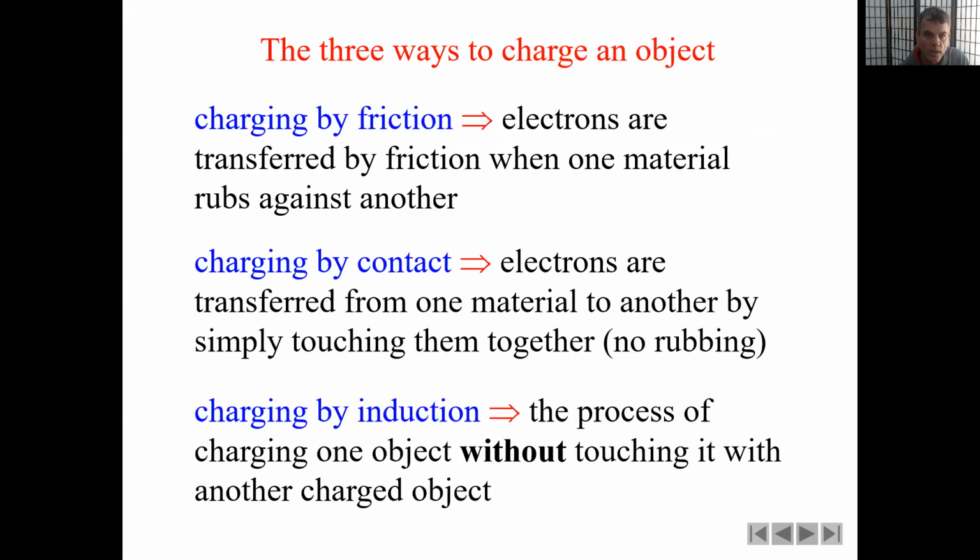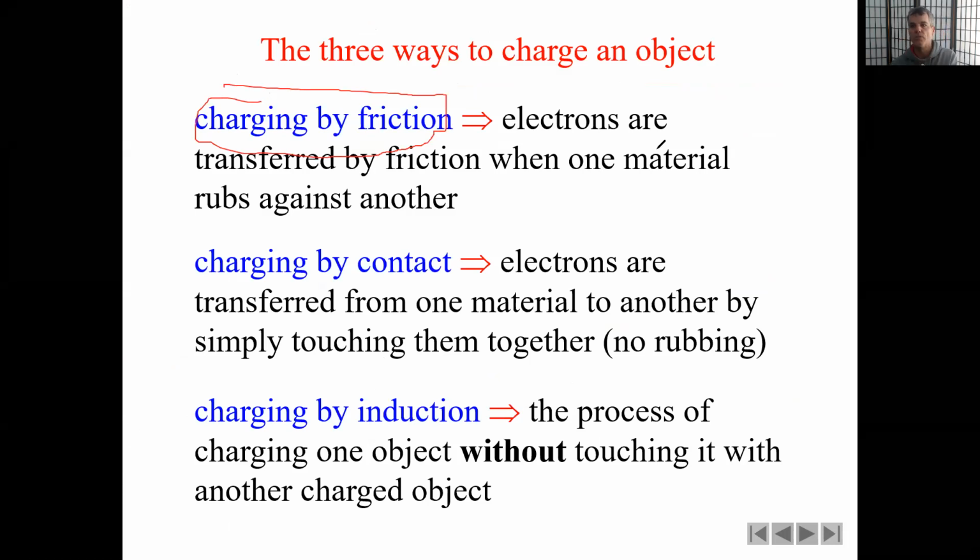One, we've got charging by friction. Anytime you get a static shock, it's basically charging by friction. You have 2 materials that rub together, you can get electrons being transferred from one material to another. Charging by contact is if you have an object which is already charged. So let's say you walk across the carpet and you get charged. If you then touch somebody else, you can charge them by touching a charged object to an uncharged object. We call that charging by contact.